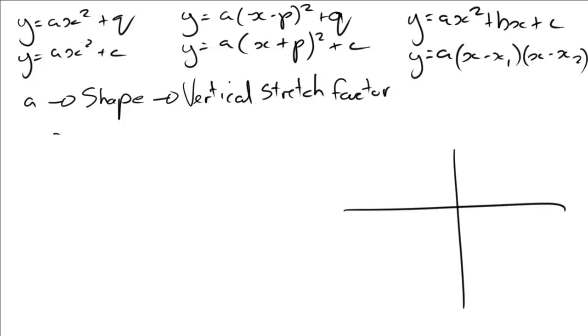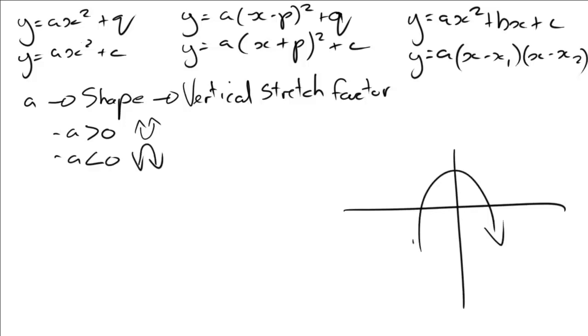More than that, if A is greater than 0, we say that the parabola is a happy face. If A is less than 0, we say the parabola is a sad face, upside down. If A is greater than 0, then the turning point has a minimum value. If A is less than 0, then the turning point has a maximum value.